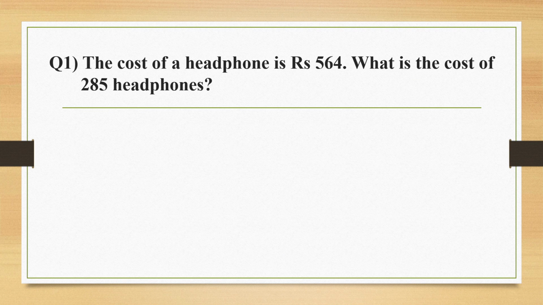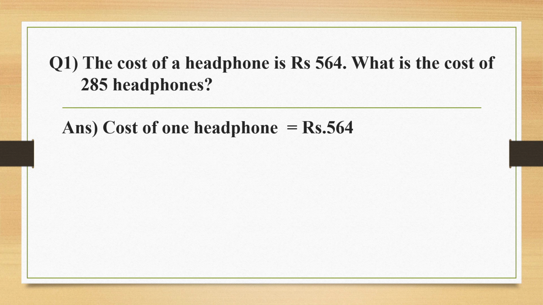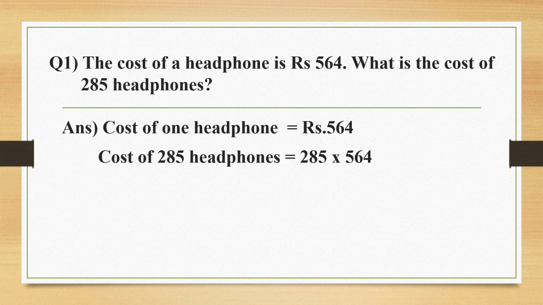The first question we see: the cost of a headphone is rupees 564. What is the cost of 285 headphones? Always remember, when they give you the cost of one thing and ask you to find the cost of more things, you have to make use of multiplication. So the cost of one headphone is 564, and make sure that whenever you are dealing with statement sums, it is very important to write the statements.